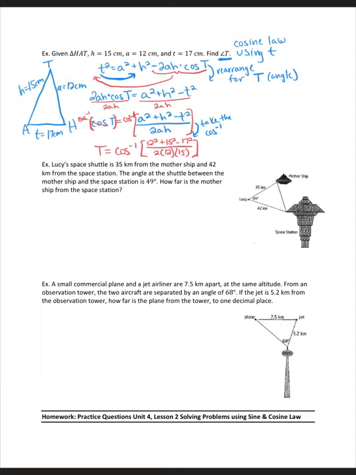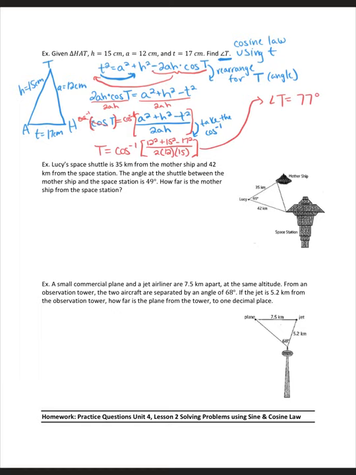Okay, so if we calculate that, you can plug that whole thing into your calculator in some brackets and then take the cos inverse of it. Make sure you're comfortable using that button. You're going to find the angle T is equal to 77 degrees.